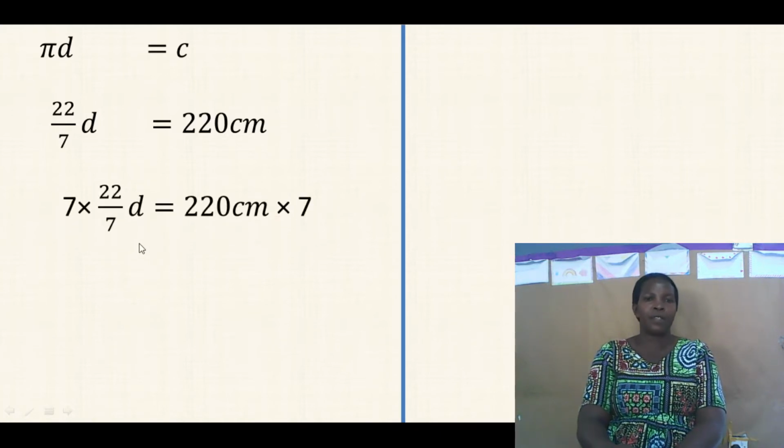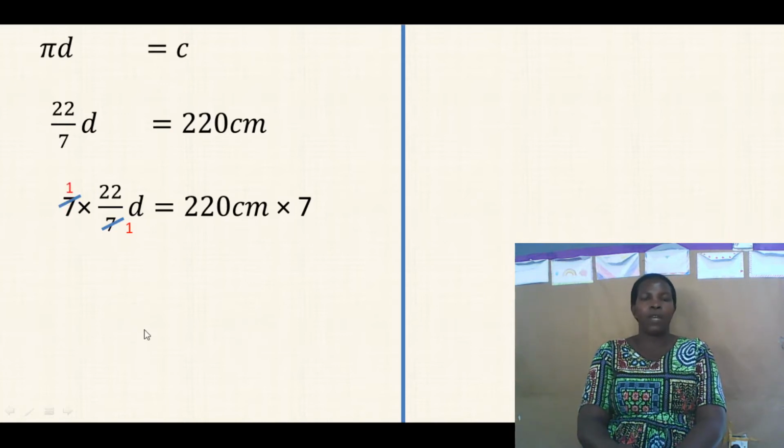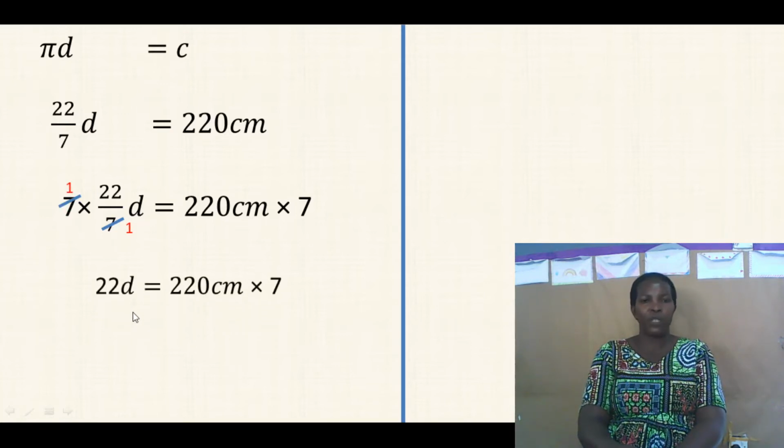Now, having substituted pi as 22 over 7 times diameter being equal to 220 centimeters, our next step is to multiply 7 on both sides. My dear boys and girls, what is 7 divided by 7? Good. Somebody is telling me 1. How about 7 divided by 7? Good. Somebody is telling me the answer is 1. Now, we shall have 22d, which is 22 times diameter, is equal to 220 centimeters times 7.